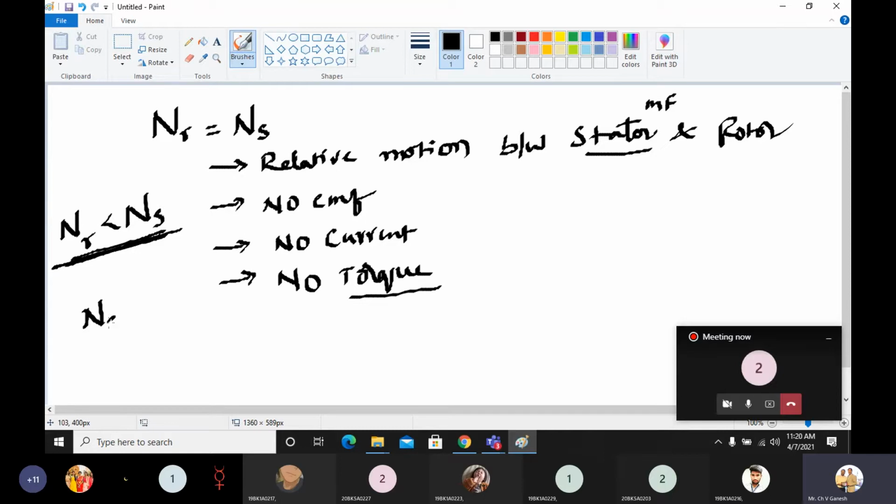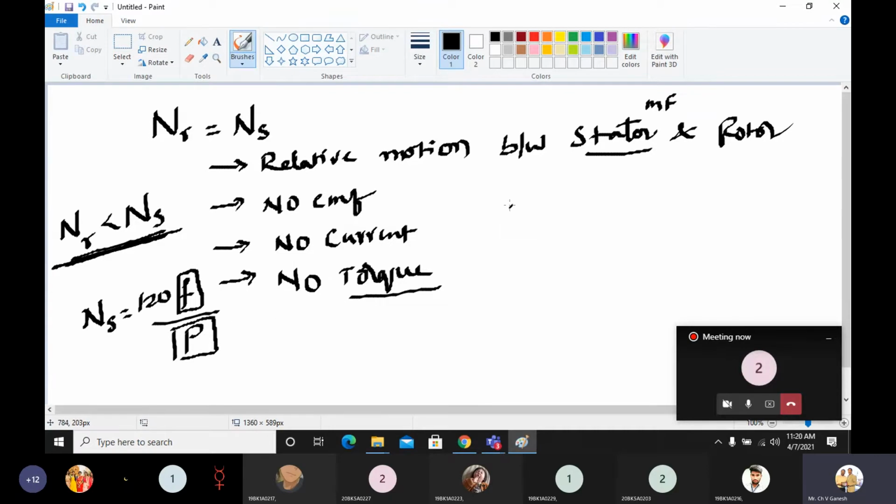Okay, what is synchronous speed? Synchronous speed depends upon the frequency as well as the number of poles. In India, the frequency is constant, 50 Hz. So it only depends upon the poles, and the synchronous speed will change. Ns = 120 f by P. We will discuss some problems.